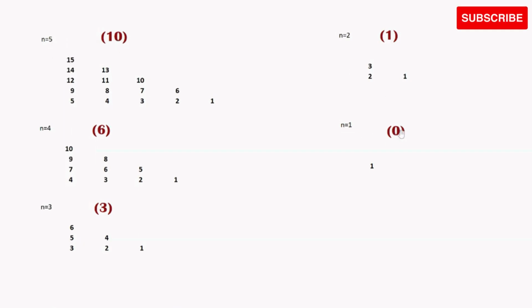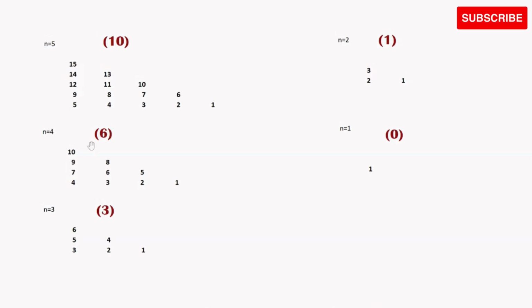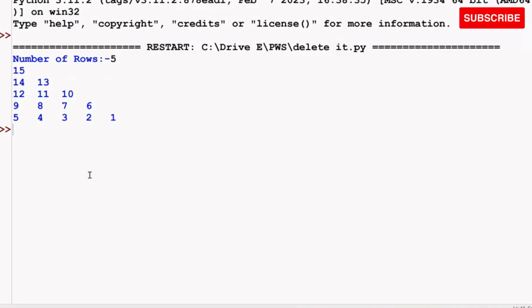So when it is 1, the difference is 0. When it is 2, 2 plus 1 is 3. When the number of rows is 3, 3 plus 3 is 6. When 4, 4 plus 6 is 10. And when it is 5, 5 plus 10 is 15. So we'll first see how we'll get the starting number.